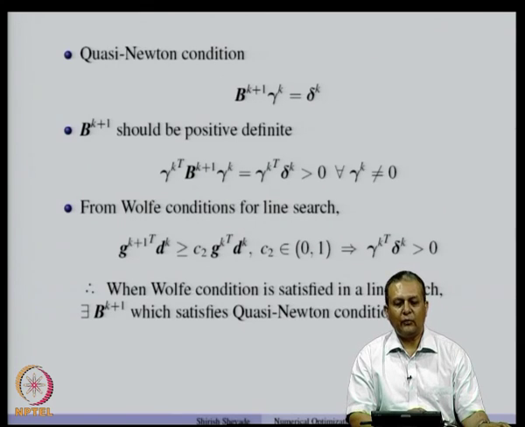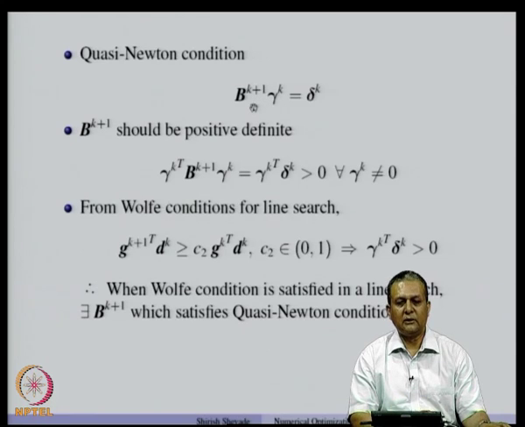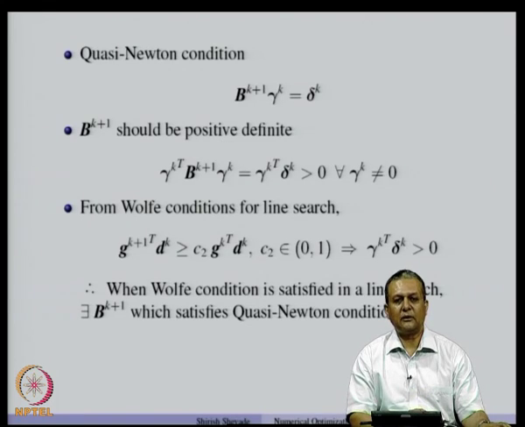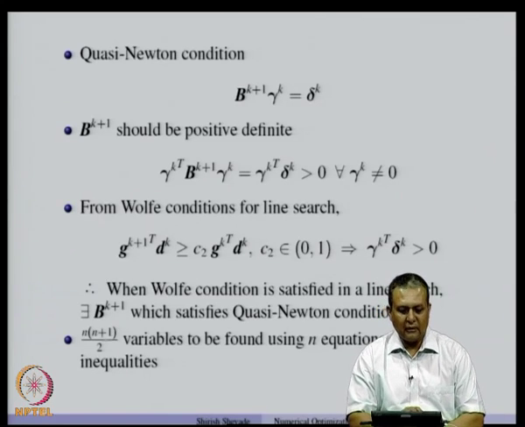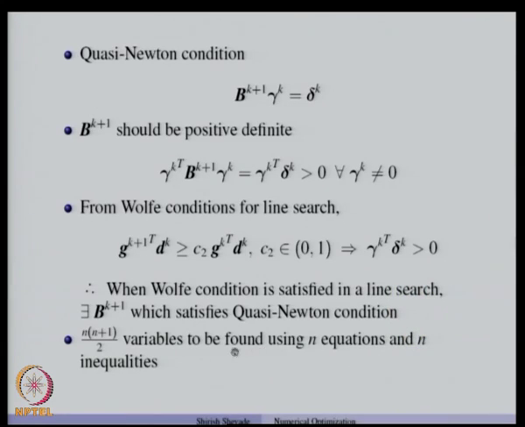So, in all we have n into n plus 1 by 2 variables, n equalities, and because of the positive definiteness, we want n inequalities to be satisfied. So, in other words, this is a problem in n into n plus 1 by 2 variables, which are to be found using n equations and n inequalities. So, you will see that the number of variables is much larger than the number of equations and inequalities. So, there exist many solutions which satisfy this quasi-Newton condition.